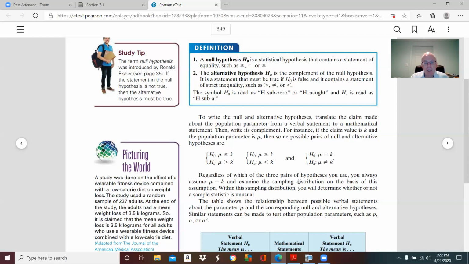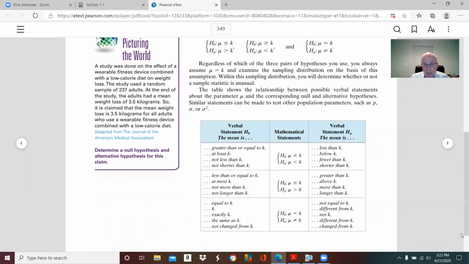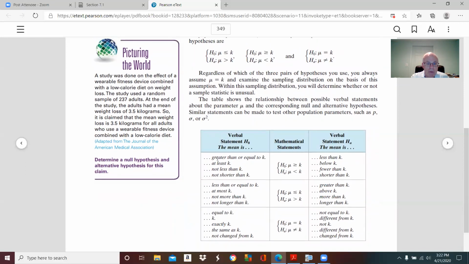Okay, now, here are some verbal statements where they give you some words and you translate them into symbols. For example, if the null hypothesis is saying greater than or equal to, well, that's this symbol. I hope you know that. Sometimes people get confused with this phrase here, at least. At least means greater than or equal to. It means the same thing here. This is a little more complicated. Not less than means greater than or equal to. Not shorter than k also means greater than or equal to.